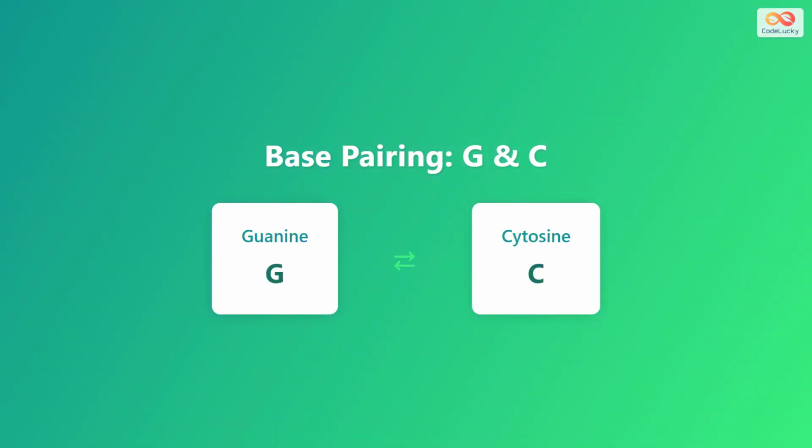Similarly, guanine always pairs with cytosine. Just like adenine and thymine, guanine and cytosine have complementary structures that allow them to fit together perfectly. These 2 base pairs, A with T and G with C, form the rungs of the DNA double helix ladder. This complementary base pairing is what allows DNA to replicate itself accurately and maintain genetic information over many cell divisions.